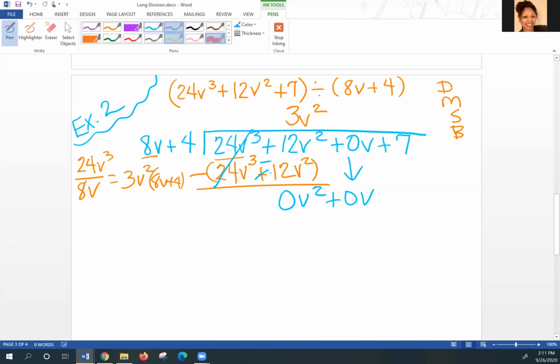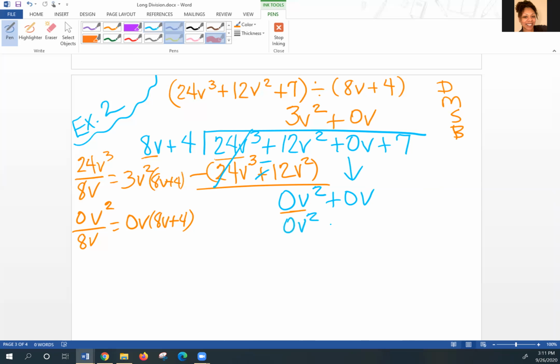So let's go back to that first term, which is 0v squared, divided by that same first term of your divisor, 8v. And 0 divided by anything is simply 0. So I have 0v, so that means I'm not going to have any v's. So that's what's going there. And of course, if I were to distribute it, 0 times any number is just going to result in 0. So I will just end up with the same information. Let's go ahead and write that down.